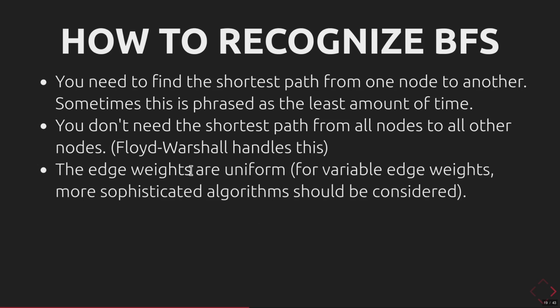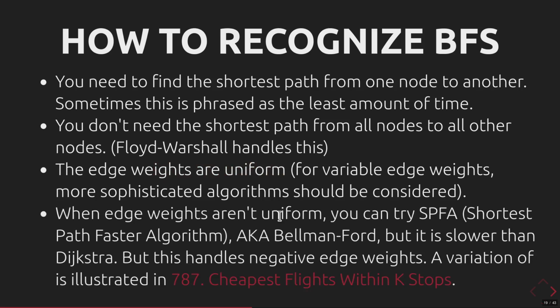You also care about doing BFS, as I just mentioned, when edge weights are uniform, because it's much simpler to implement. When edge weights aren't uniform, you can still use a BFS-like approach with SPFA. It's called the shortest path faster algorithm. It's either a variation of Bellman-Ford, or it's sometimes also just called Bellman-Ford. But it's slower than Dijkstra in general. But it can handle negative edge weights.